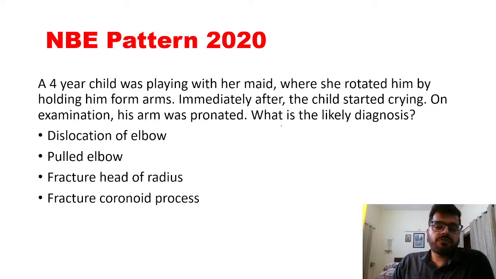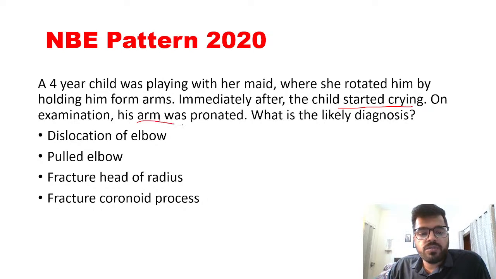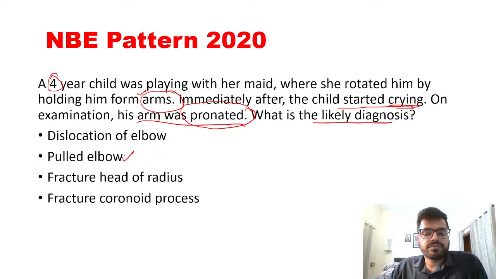So here's a question. A 4-year-old child was playing with her maid where she rotated her by holding her from arms. Immediately afterwards, the child started crying. On examination, the arm was pronated. What is the likely diagnosis? So one thing is holding from arms, so pulling force is there. The child started crying immediately, so 4-year-old child, and the arm is pronated. So these point to pulled elbow.